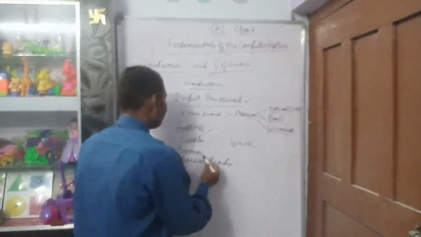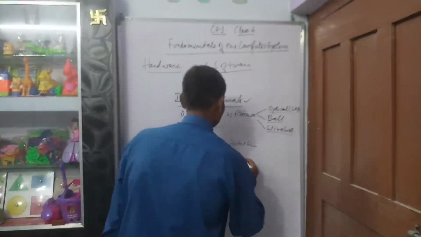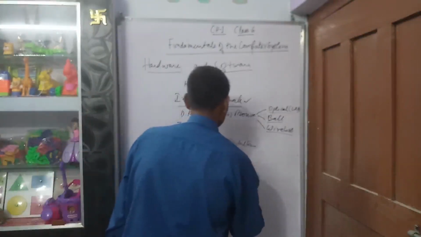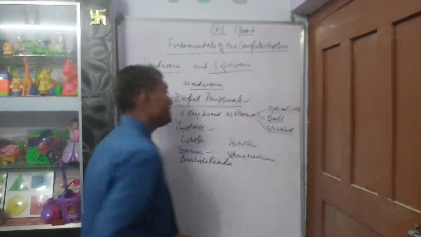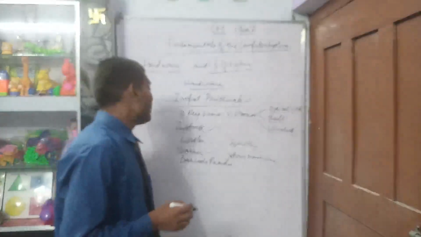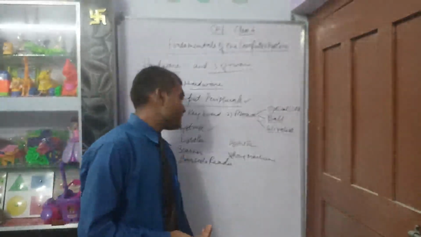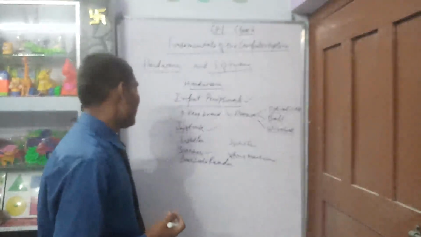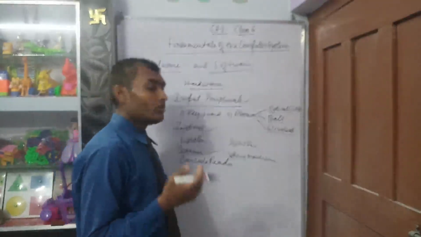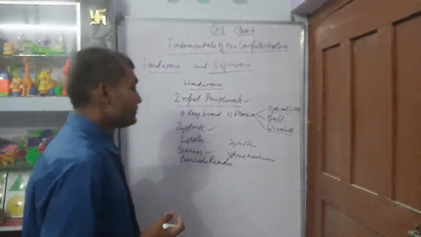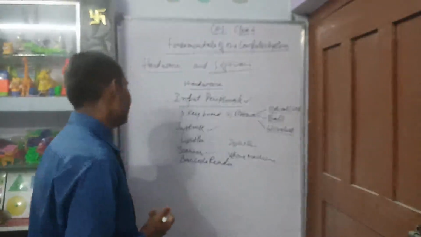Now, the scanner. A scanner is just like a Xerox machine which scans all your pages and text and converts them to digital format. It also gives the pictures of all your text and scans your pages in digital format.